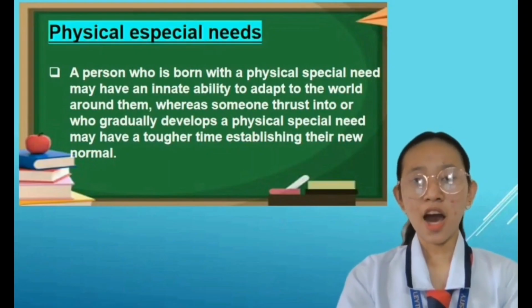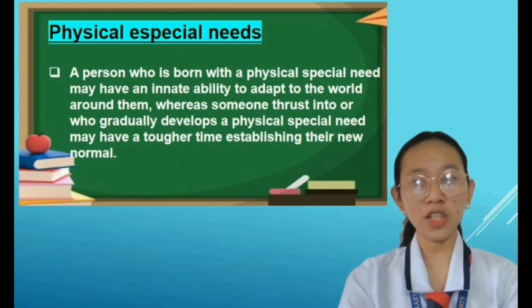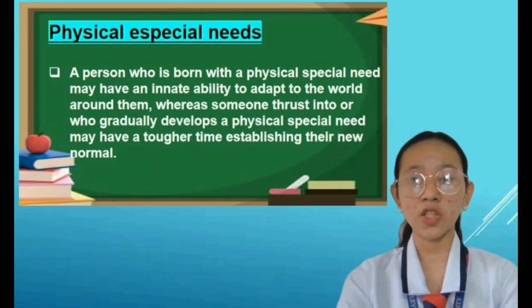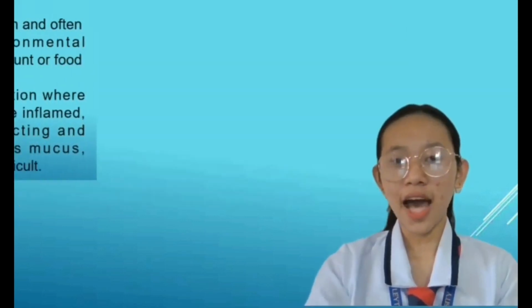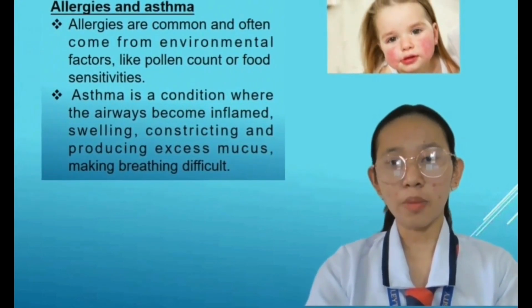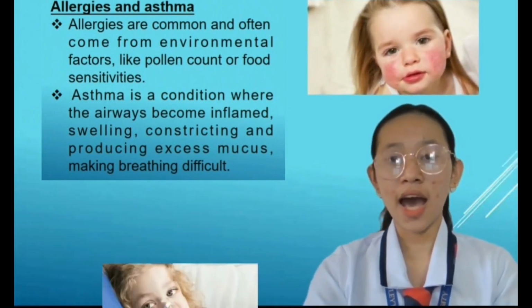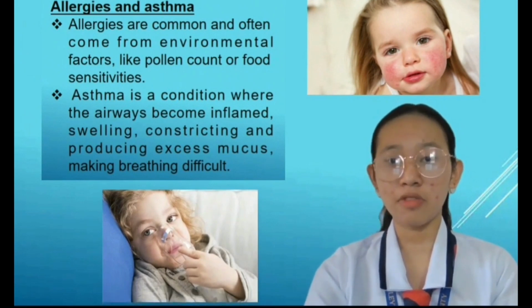Physical special needs. A person who is born with a physical special need may have an innate ability to adapt to the world around them, whereas someone thrust into or who gradually develops a physical special need may have a tougher time establishing their new normal. Here are several common types of physical special needs and a few details about each. First, allergies and asthma. Allergies are common and often come from environmental factors like pollen count or food sensitivities. Asthma is a condition where the airways become inflamed, swelling, constricting, and producing excess mucus, making breathing difficult.